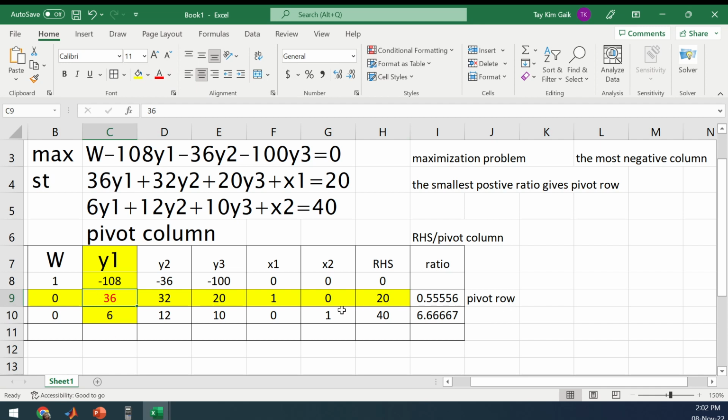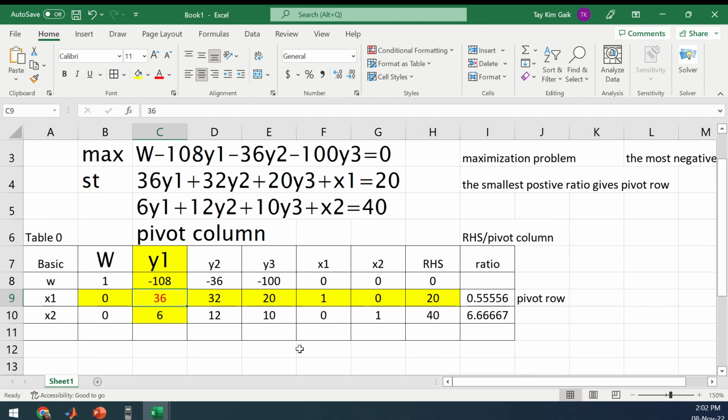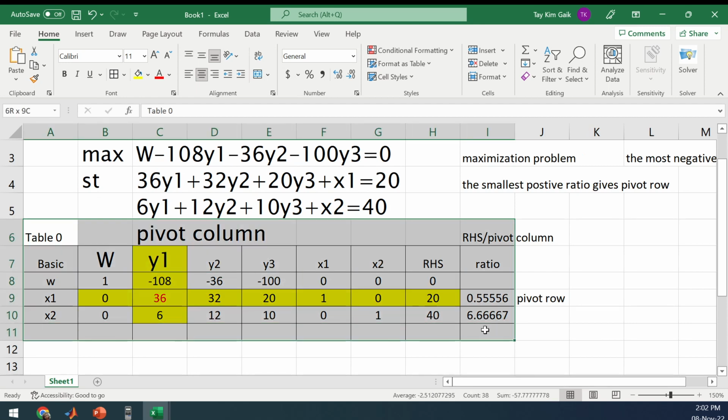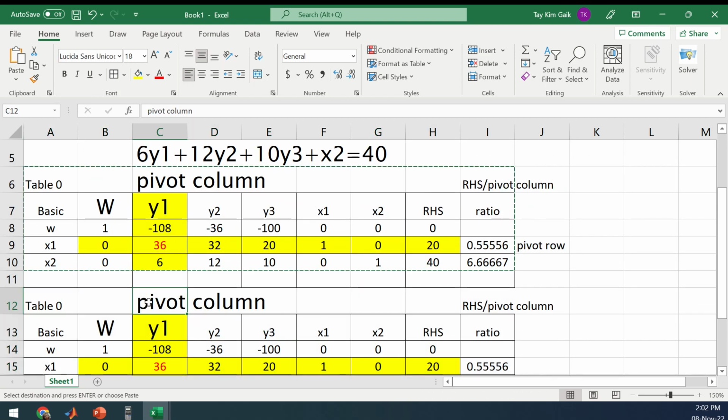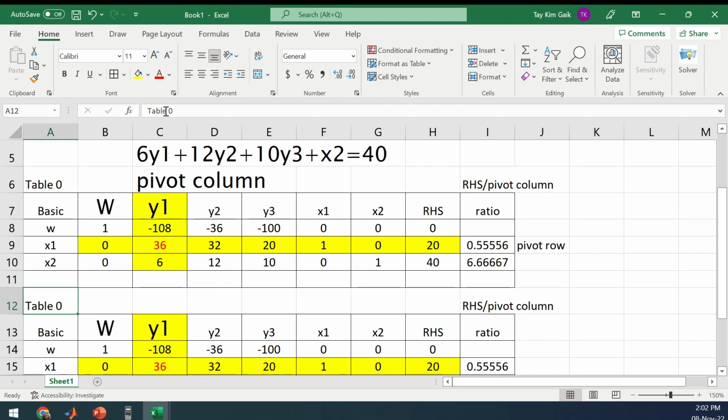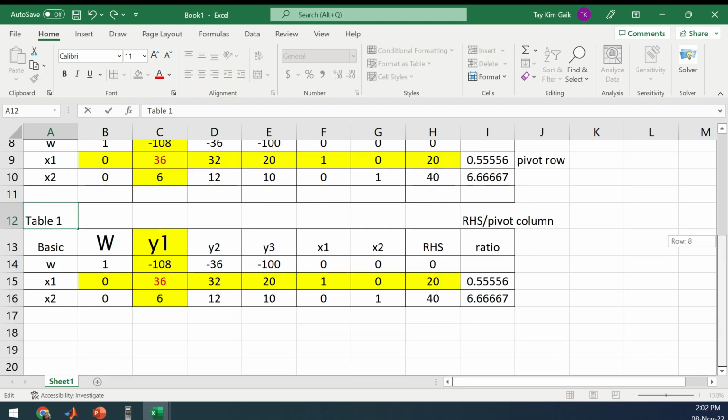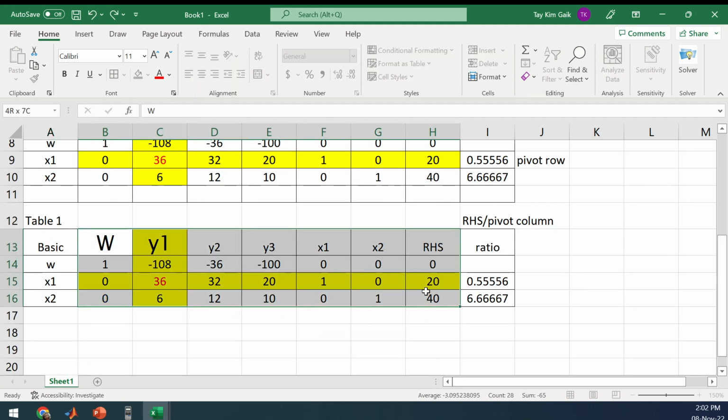Pivot column intersect with pivot row, you get the pivot cell. Identify until you get the pivot cell, then you can copy it down the table. This is Table 1. Then you may remove the shading.